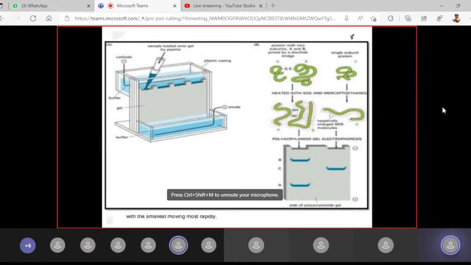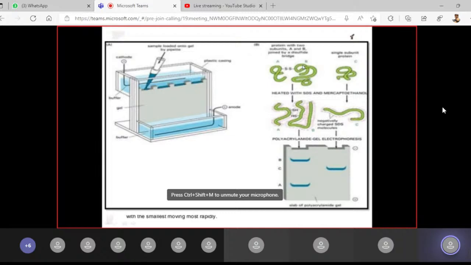Okay, now let us see what is native page. So it's the same polyacrylamide gel electrophoresis where you cast the gel here, acrylamide, bisacrylamide, take APS, TEMED, polymerize, load the sample, allow it to run, and you can stain and observe the bands. But what do you do in native page? You don't add this SDS or beta mercaptoethanol. So we say it is a non-denaturing gel.